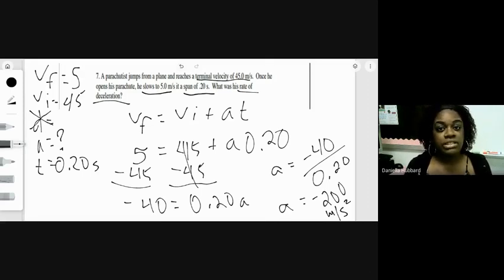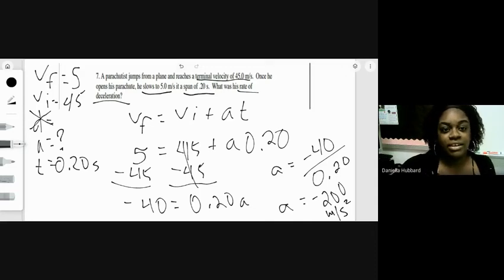Those are the steps that you need to follow in order to be successful with kinematics. And hopefully those strategies can carry you on through the rest of physics.